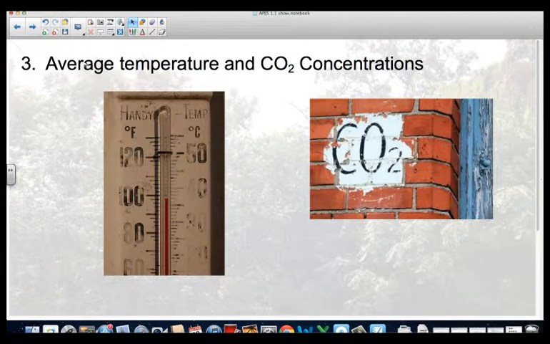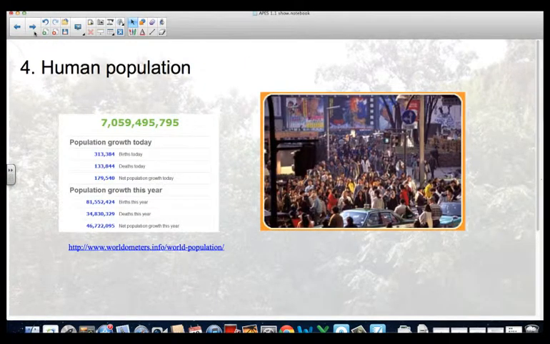And remember, these aren't like units. We're not just going to talk in one unit about CO2 concentrations. These are overarching themes that are going to pop up throughout the entire year.